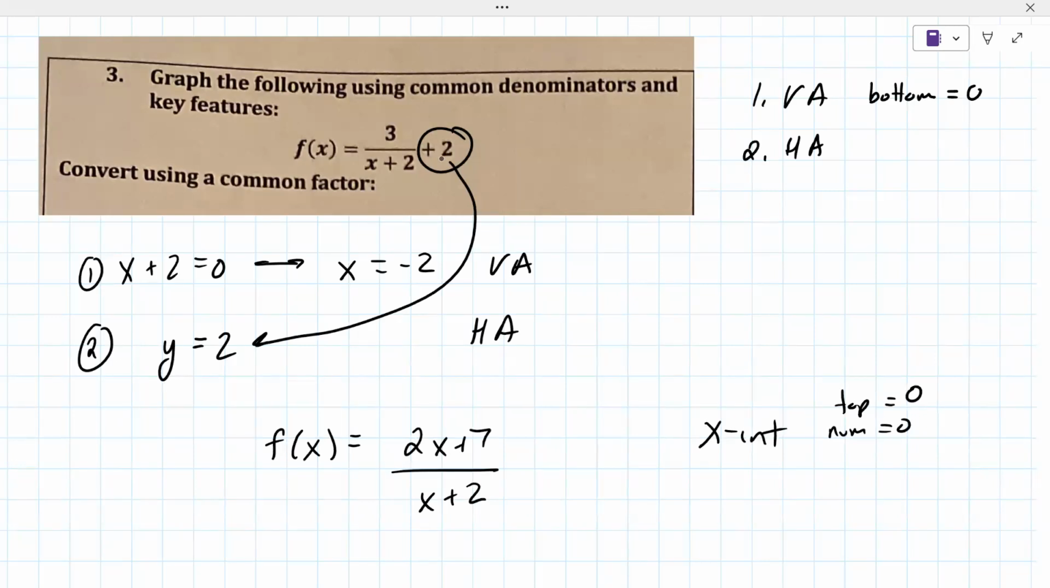So, 7/2. You have to solve for x. Just be careful with some signs there. Your answer is not quite right. So for the x-intercept, you're literally setting the top, 2x plus 7, equals 0, just like you did with the denominator. x equals.